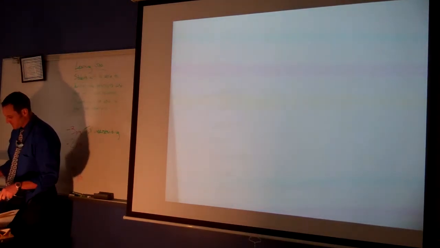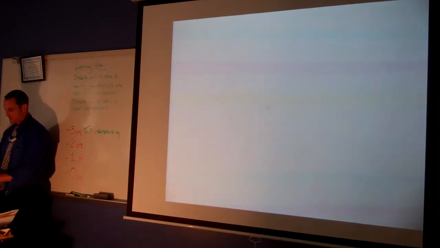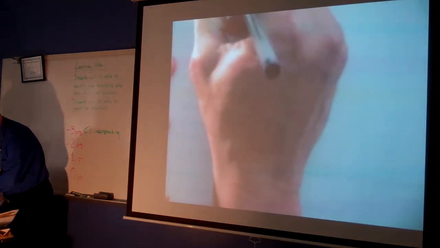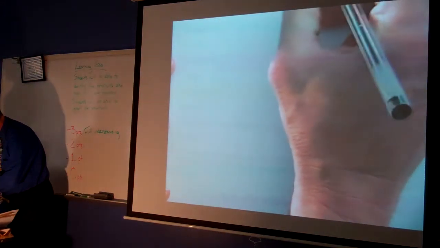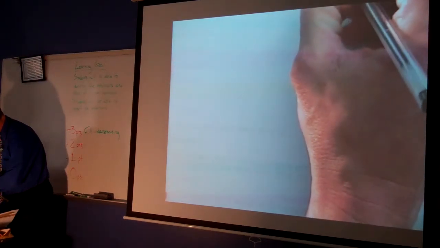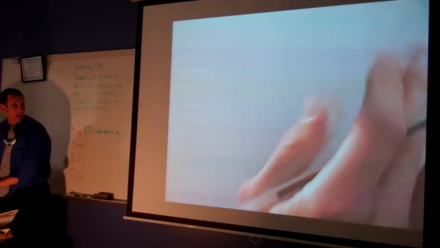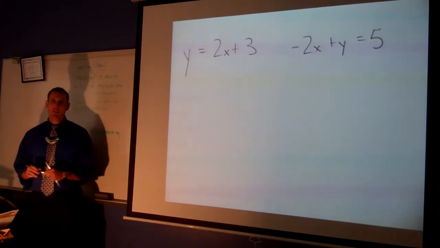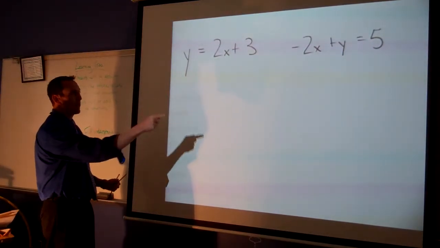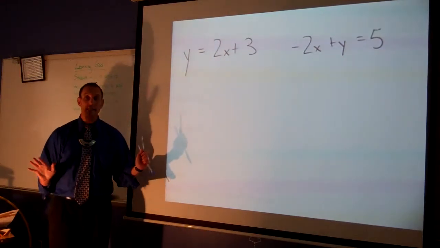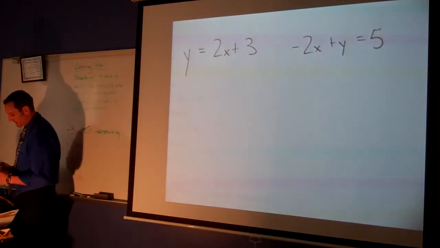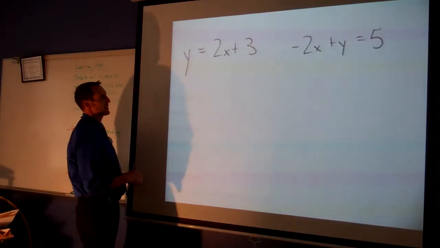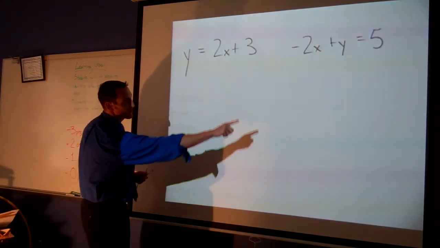And so we'll get into the first example. In the first example, we're going to have two equations: y equals 2x plus 3 and negative 2x plus y equals 5. Our goal is to determine if these lines are parallel, perpendicular, or neither, and then explain our answer. So what we have to do is find the slope of each of these lines.